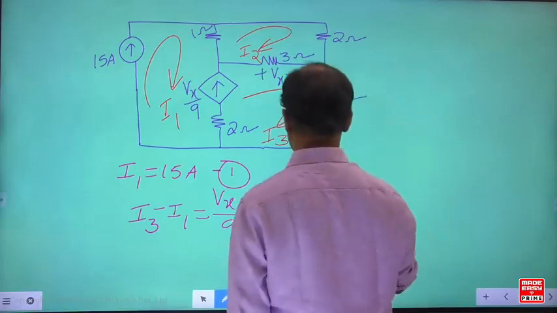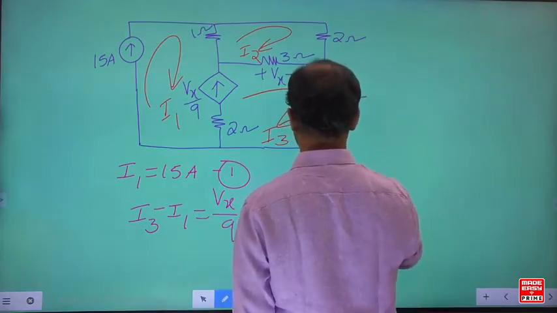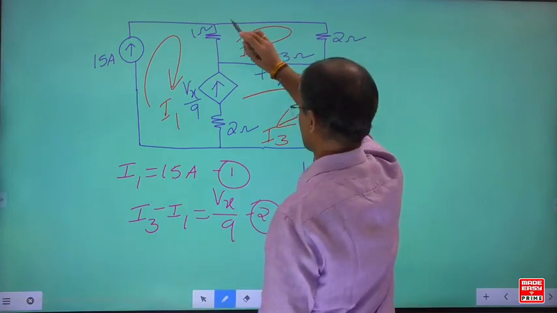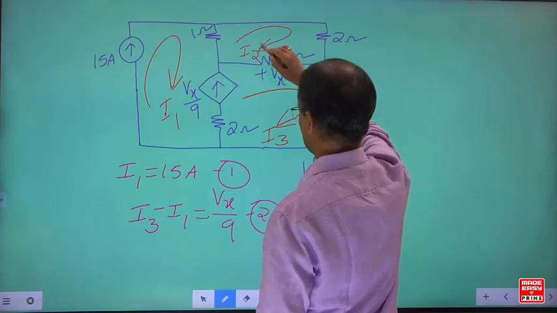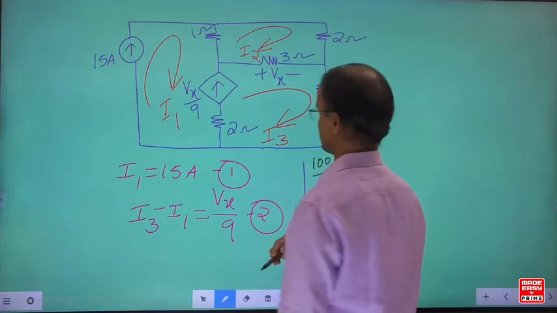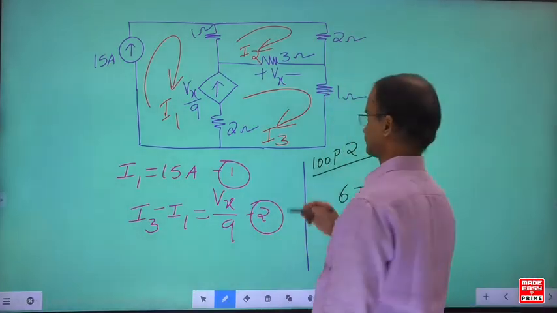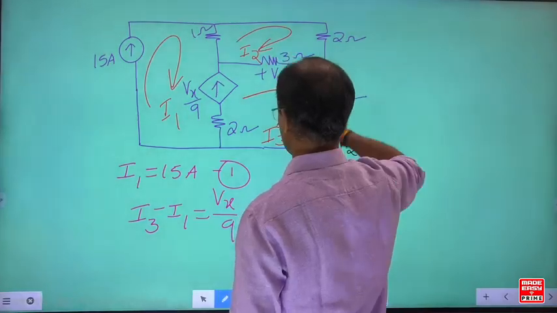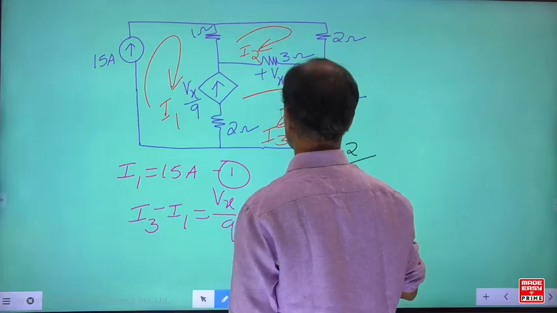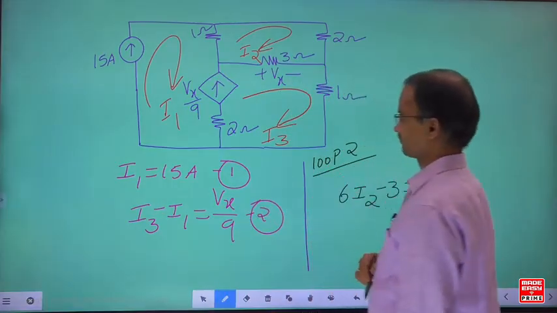Now come to loop 2. In this example, let us focus on loop 2. Now for loop 2, see, I2 current circulates through 1, 2, 3. Total resistance here is 6, so 6 I2. Now for the 3 ohm resistance, I3 and I2 both are in the opposite direction. Opposite direction means how can we write it here? Minus 3 I3.